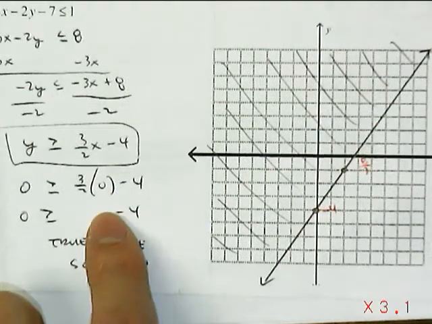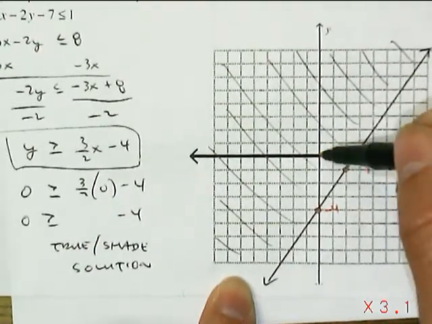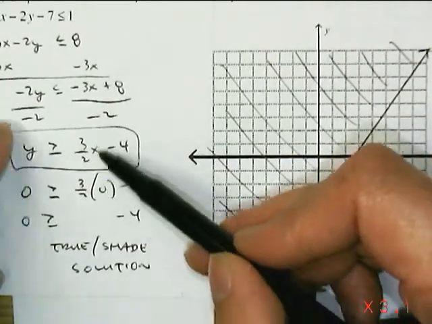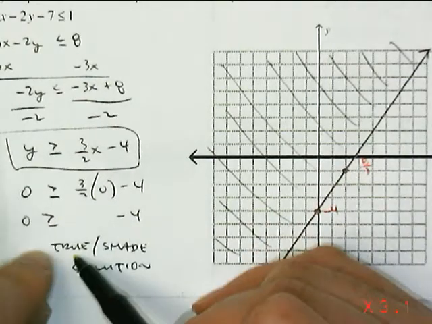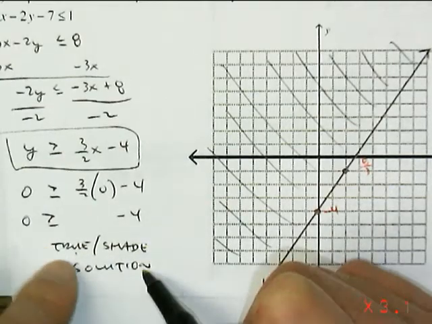Well, how do you know where to shade? You pick a test point. The most popular test point is 0, 0. It's the easiest because zeros work. I substitute in 0, 0. I simplify. Is 0 greater than or equal to negative 4? That is true. 0, 0 is true on that side. You shade that. That means that's where all your solutions are.